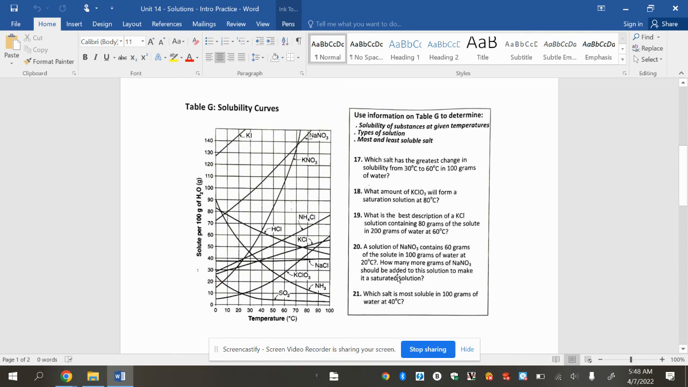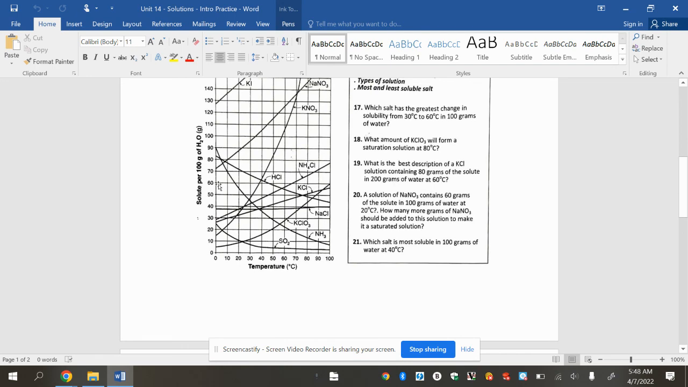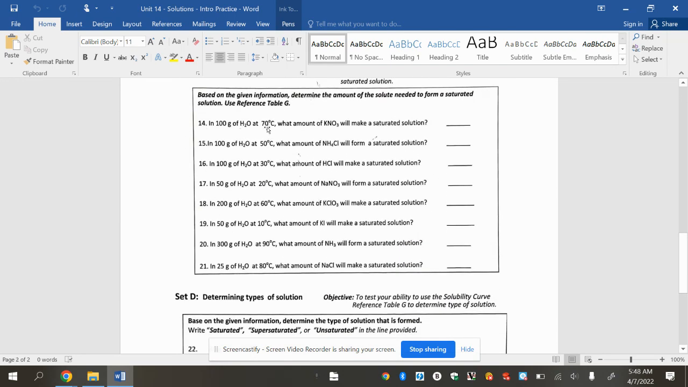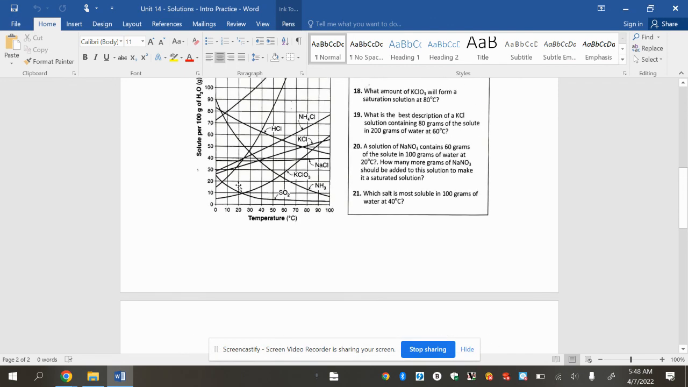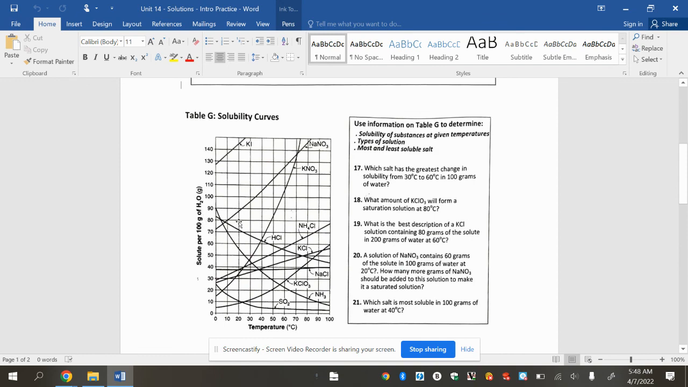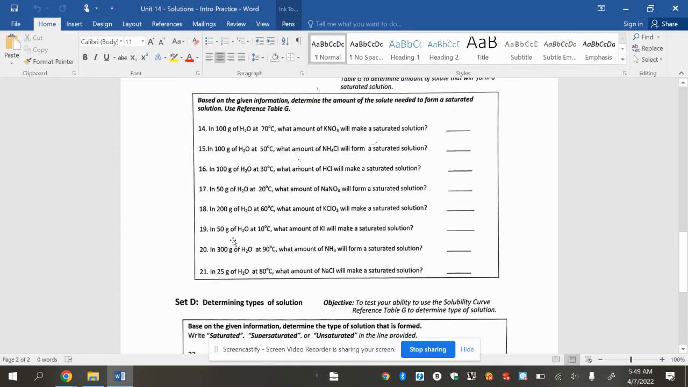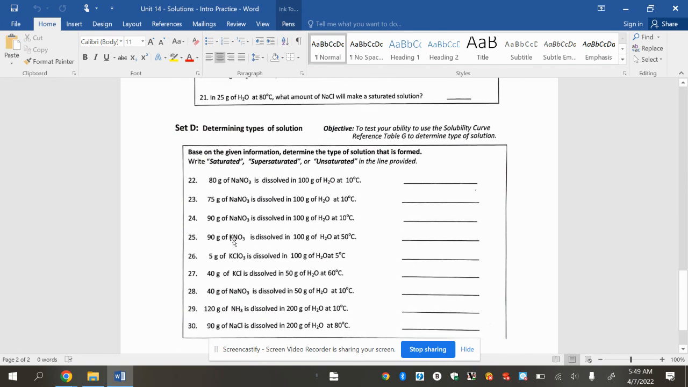There are some questions later on using this same graph, same curves, that will ask you, in 100 grams of water at 70 degrees Celsius, how much KNO3 will dissolve to make a saturated solution. But then it jumps down here and says in 50 grams of water. So you're going to have to look at how much NaNO3 will form in 100 grams of water, because that's what our graph tells us. And then you're going to have to set up a proportion to figure out how much would dissolve in 50 grams. You guys are smart. I know you can do this.